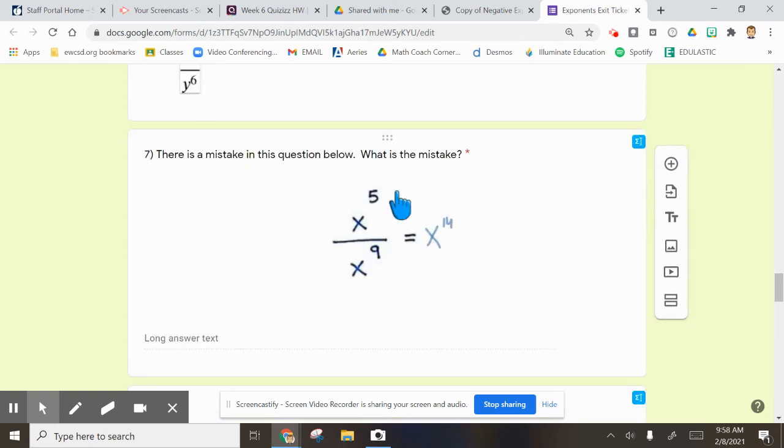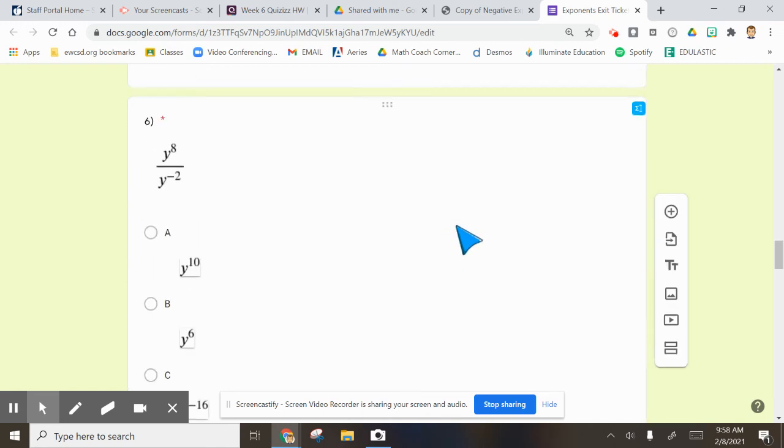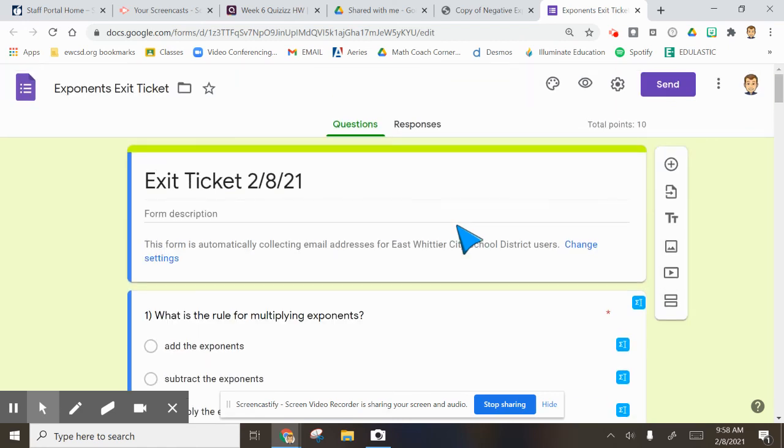All right, you guys? So what you're doing is, I haven't posted it yet, but you're going to do the Edpuzzle, of course. You're going to do the exit ticket, this exit ticket, and the quizzes homework, okay? All right.